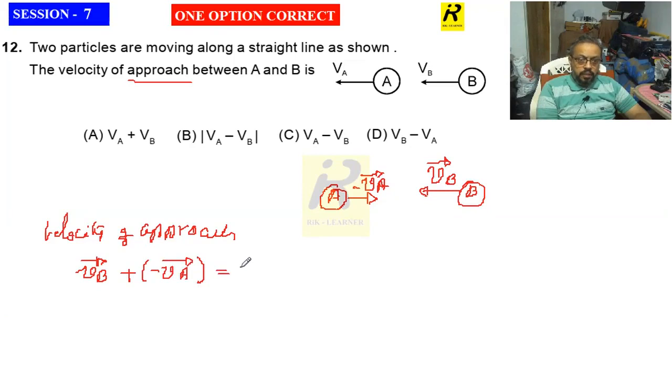So the meaning goes right like this, VA minus VB. So this is the correct representation. That means option D is correct.